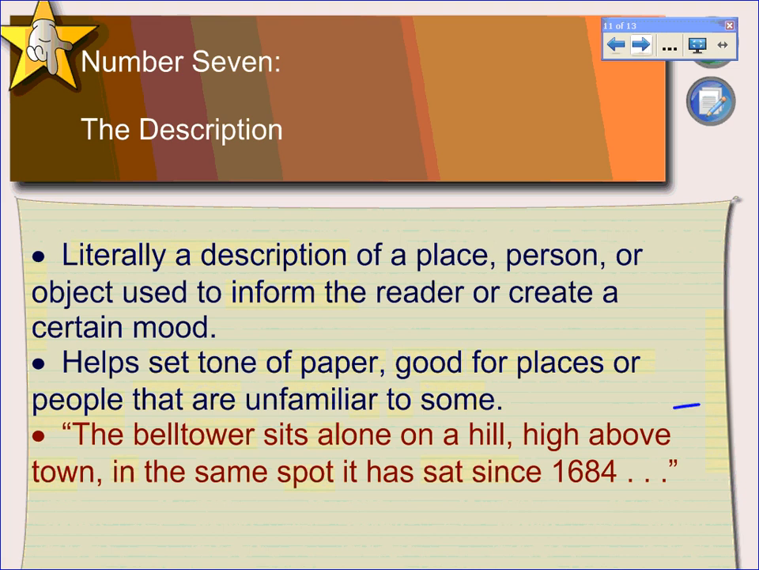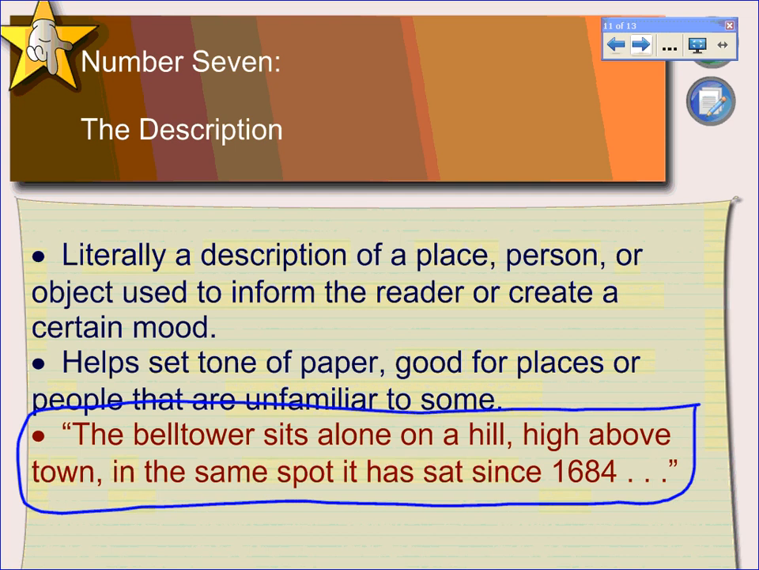For example, here: the bell tower sits alone on a hill high above the town, in the same spot it has sat since 1684. I say that's long enough. Let's build a 7-Eleven. That's the sort of thing that you want to do. Just kidding, folks. That's what you want to do to create that description, to talk about a place, to set the mood.